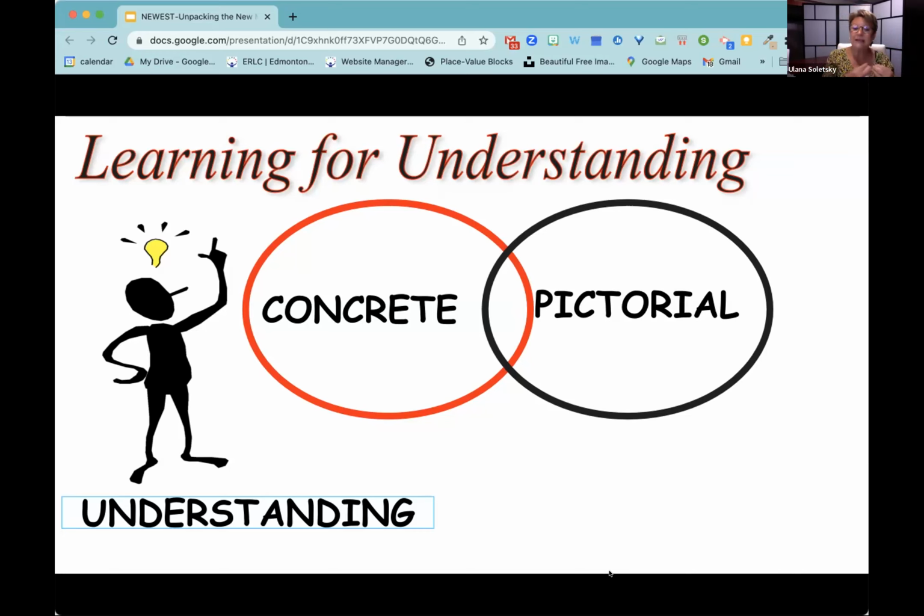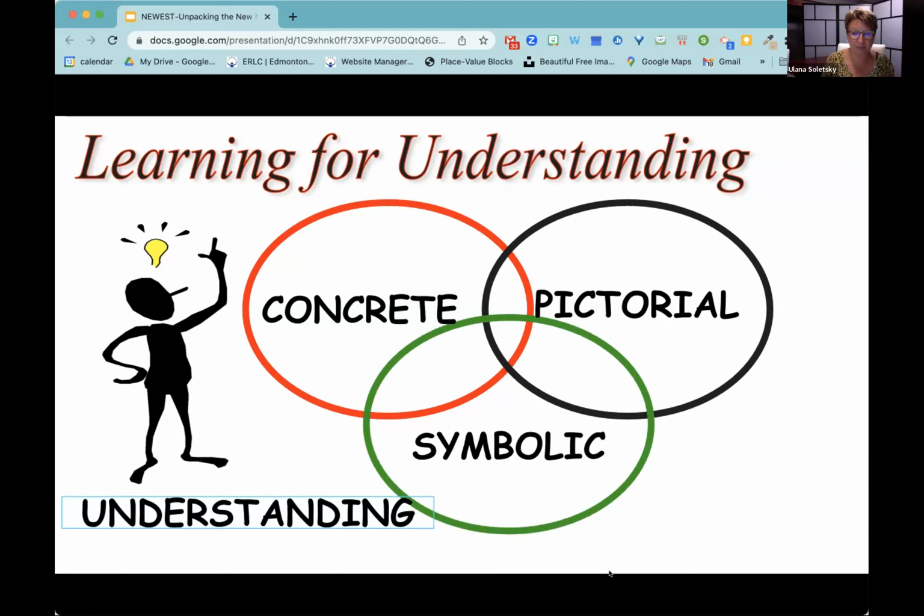It is really important that we do the concrete more often, so that when they see the pictorial in the books, in the worksheets, they actually know exactly what it is that they're looking at. And then once they understand the concrete and the pictorial, then they go to the symbolic understanding. All 3 of those together, when they are blended, that's when we have students that are learning for understanding.